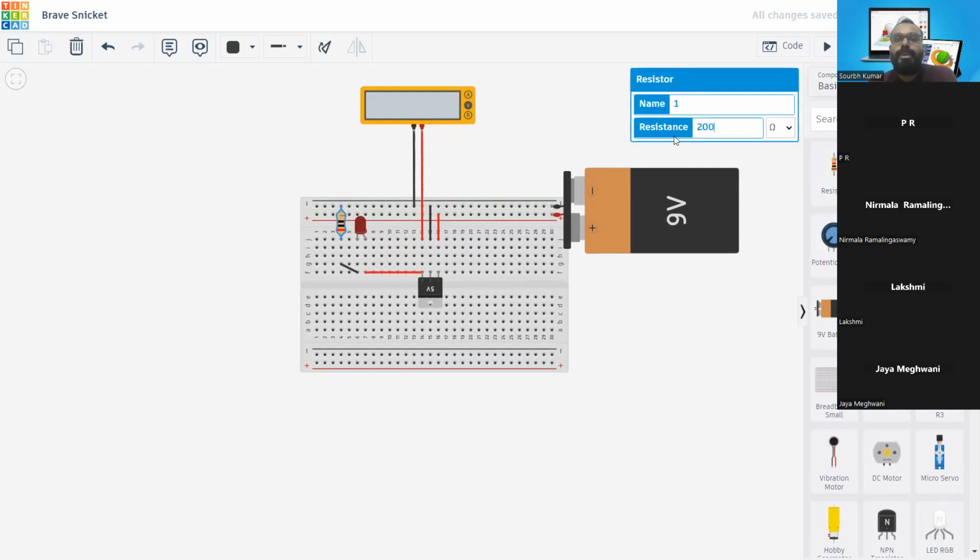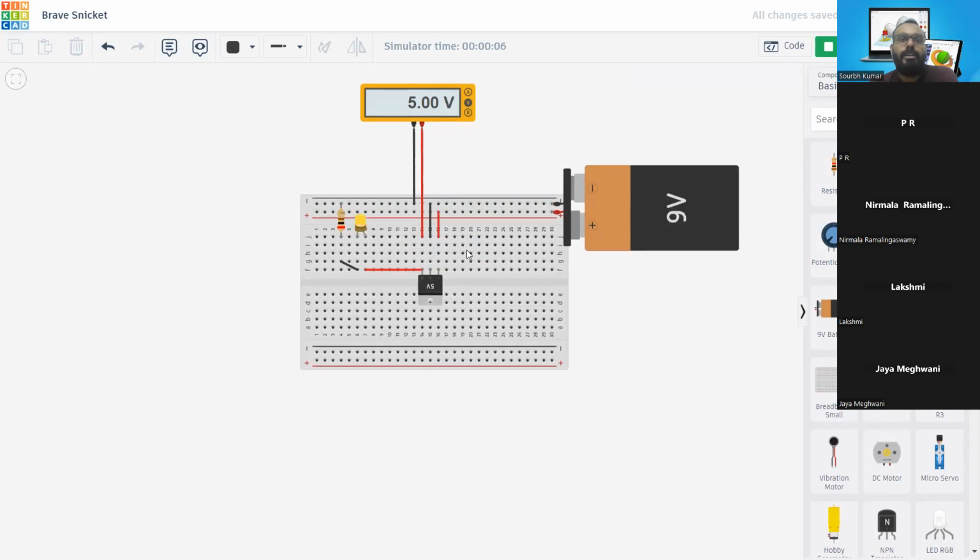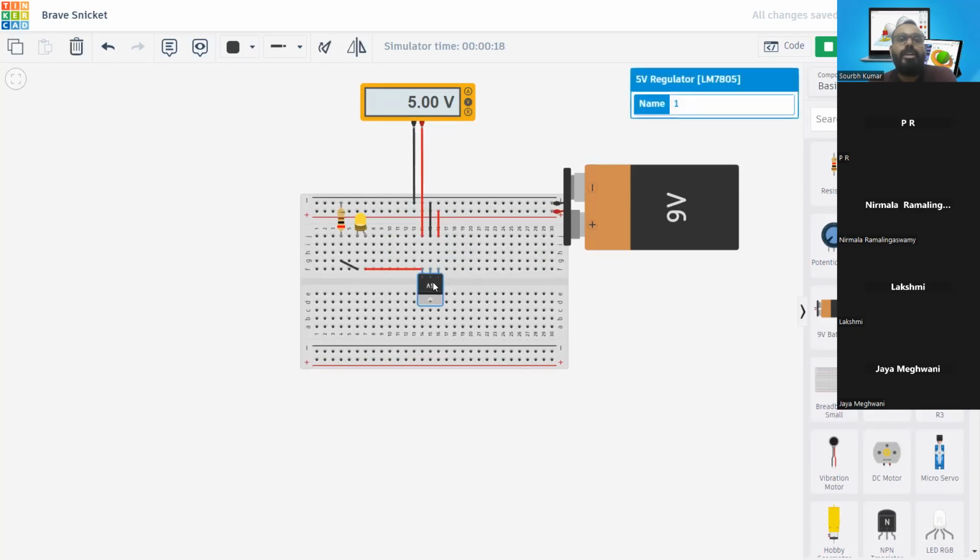Okay, let's make it 200 ohm. So what will happen? It will glow perfectly. It is glowing perfectly, right? Even if you change the color, it will look good. So now we balance the circuitry: we are taking the 9 volt from the battery and further stepping down the voltage using a regulator.